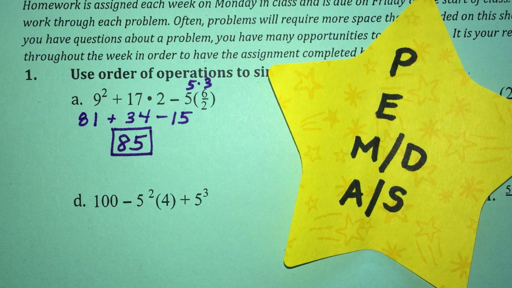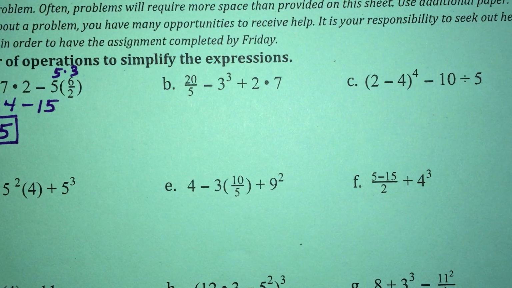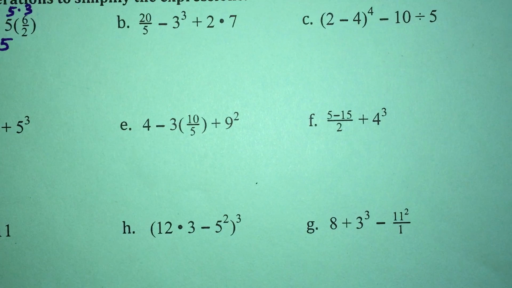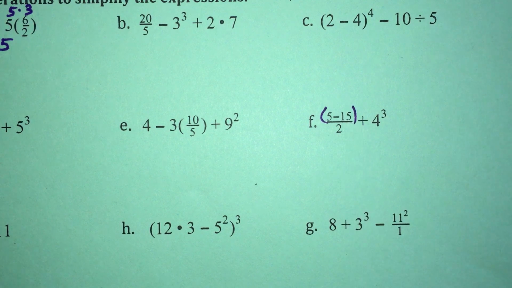So keep in mind, you don't always see parentheses. There are a couple situations that are special, so I want to let you know. Letter F, we don't see parentheses, but we should think about doing the 5 minus 15 first before we can divide by 2. Those are called unwritten parentheses, or that's a grouping right there.